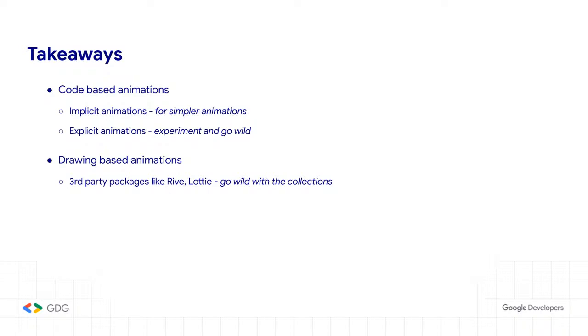So some of the points that we covered are the two types of animations, that is code-based animations and drawing-based animations. And I hope you can now take a decision as to what kind of animation you would want to use in your next project. So the key points to remember is that implicit animations are for the most simplest form of animations, and the key point about implicit animations is that there is only one way of animation. You can only go from start to finish, but you cannot repeat the animation.